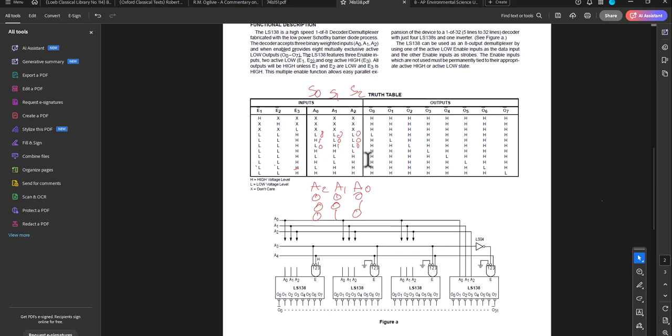Now let's take a look. Let's look at this row right here. This row has S2 high, S0 and S1 low. So that would be equivalent to 1, 0, 0. What binary number is that? That is 4. Now let's look at how this is set up.